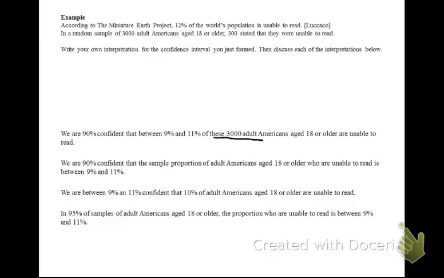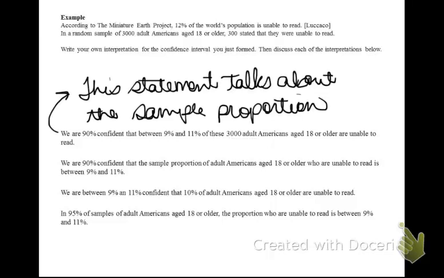When you say 3,000 adult Americans instead of all adult Americans, you're talking about a sample. And we already know that for the sample, 300 out of 3,000 were unable to read. You already know the exact percent, so why give bounds on it? So the problem here is that this statement talks about the sample proportion.